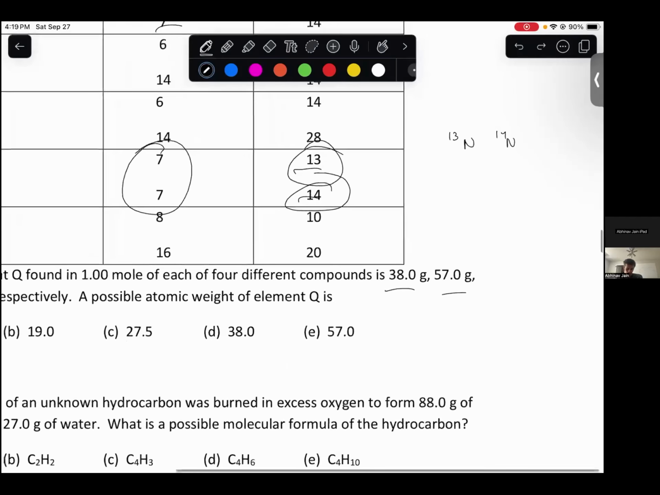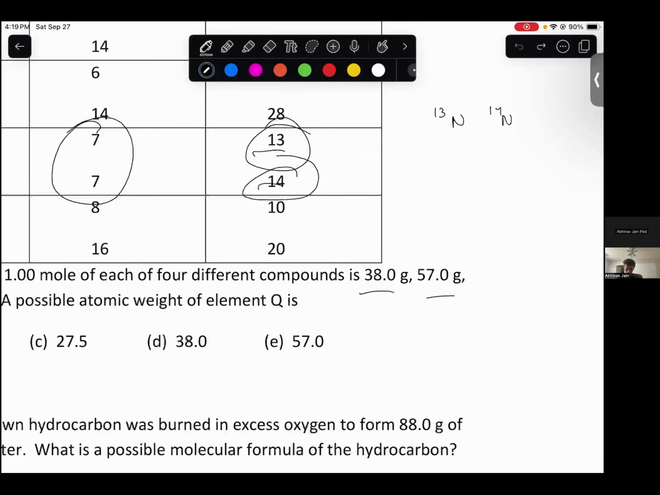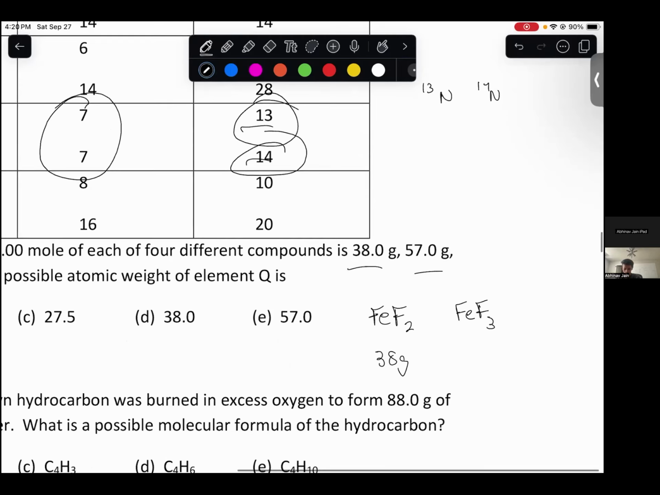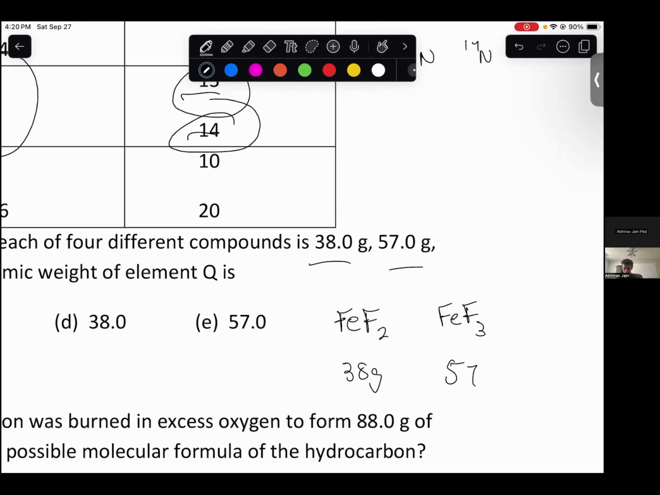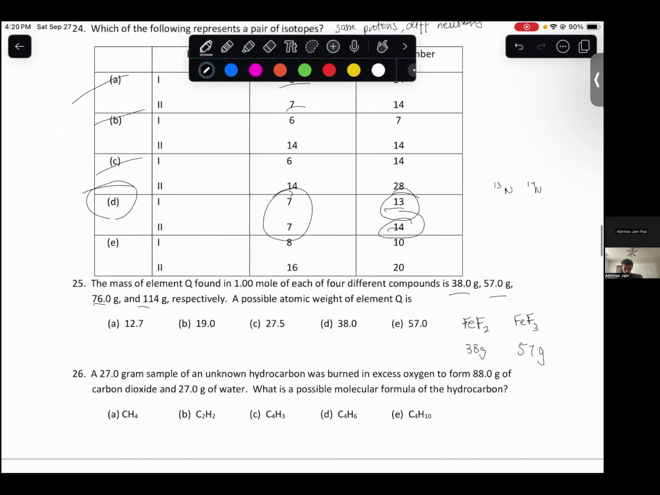So this could represent, for example, in a compound, something like FeF2. That'll be iron(II) fluoride. That's going to have two fluorine atoms, each of which is 19. So the total mass of fluorine in this compound is going to be 38 grams. Another one would be something like FeF3, so it's going to be iron(III) fluoride. Obviously, that's going to be three fluorines, each of which has 19. So that's going to be 57 grams of fluorine, and so on.